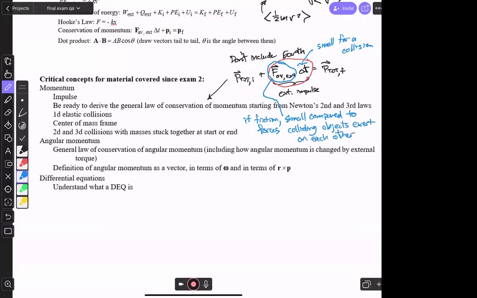So a counter example would be when the smart car runs into the brick wall. If we take the brick wall as being outside the system, which is what I would encourage you to do, that is not exerting a small force, that's exerting a really big force. Whereas when the two cars collide, they're exerting huge forces on each other, and so the frictional force is small compared to them. And so that's why we can say that we're going to ignore that external impulse.